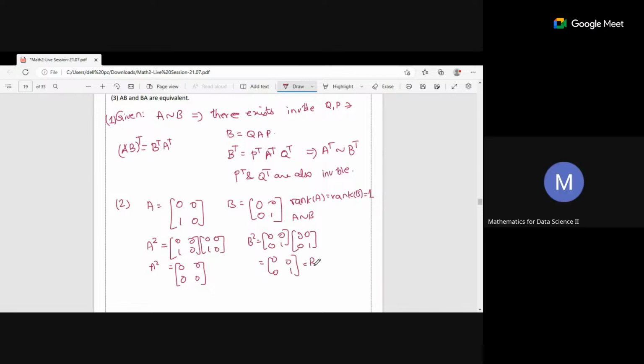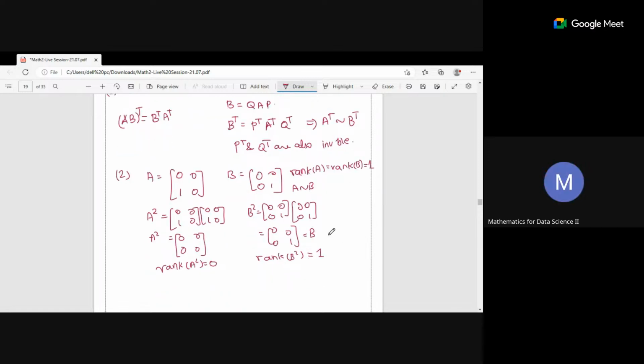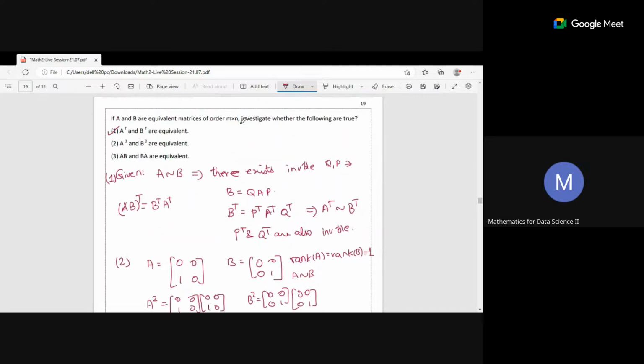So rank of A square, what is rank of A square? 0. And rank of B square? 1. So can they be equivalent? No. So you see A square and B square are not equivalent. Okay. What about the third condition?